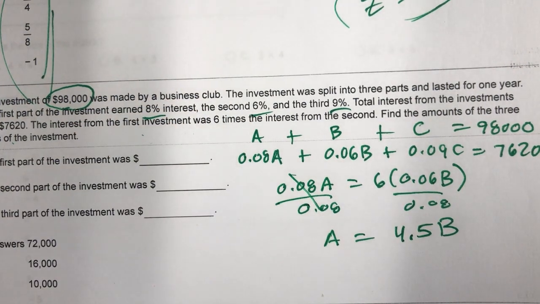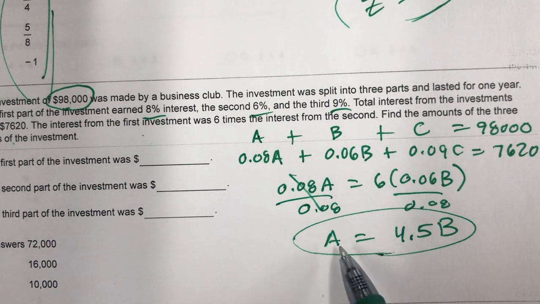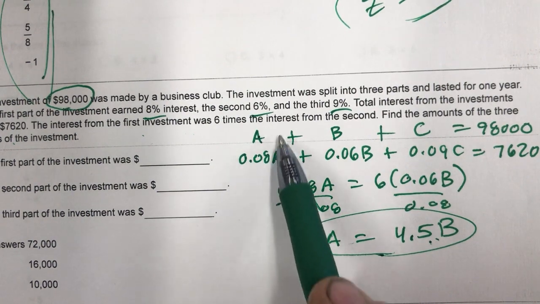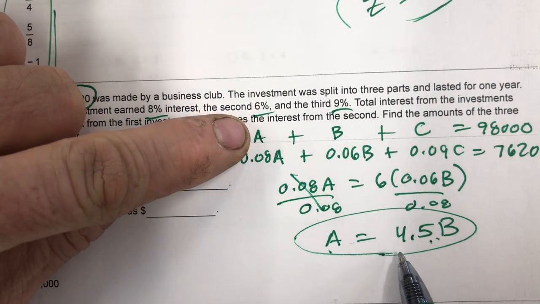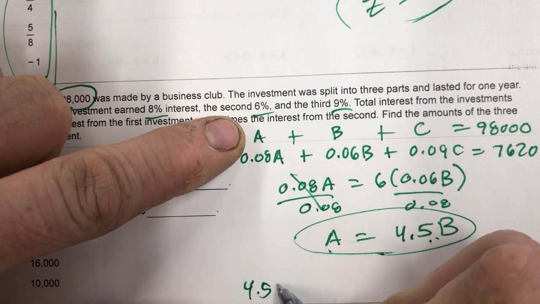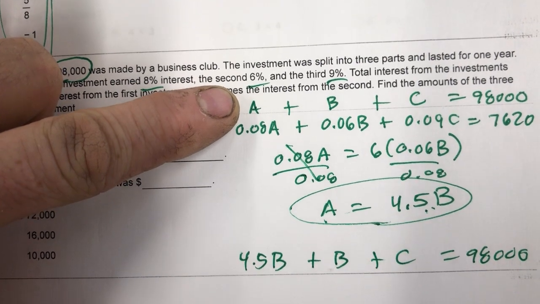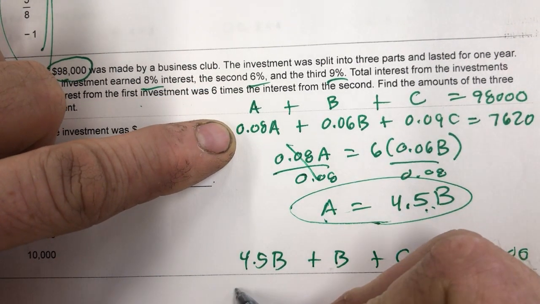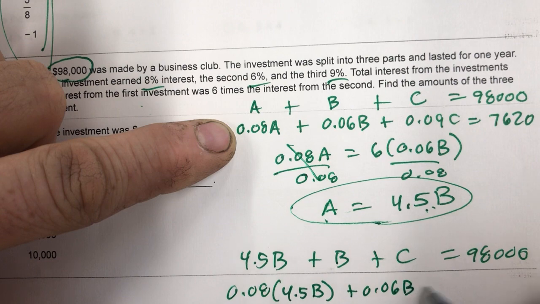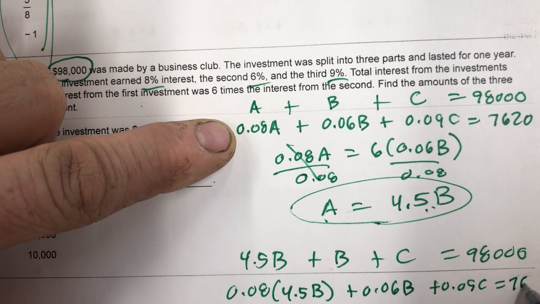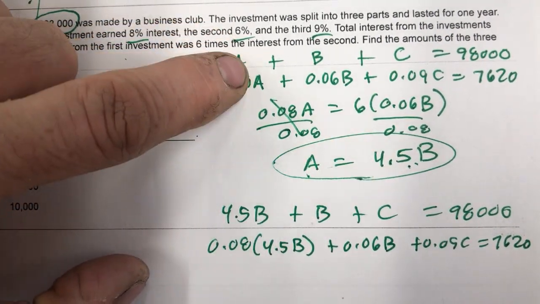Okay. Now, what does that mean? Well, I can take it and plug this in for A up here in these 2 equations, and then that'll knock the A out and give me just 2 variables, which is what I want to do. So right here I got 4.5B coming in for A. Okay. And right here I got 4.5B coming in for A there. So since A equals this, I put that in for A.